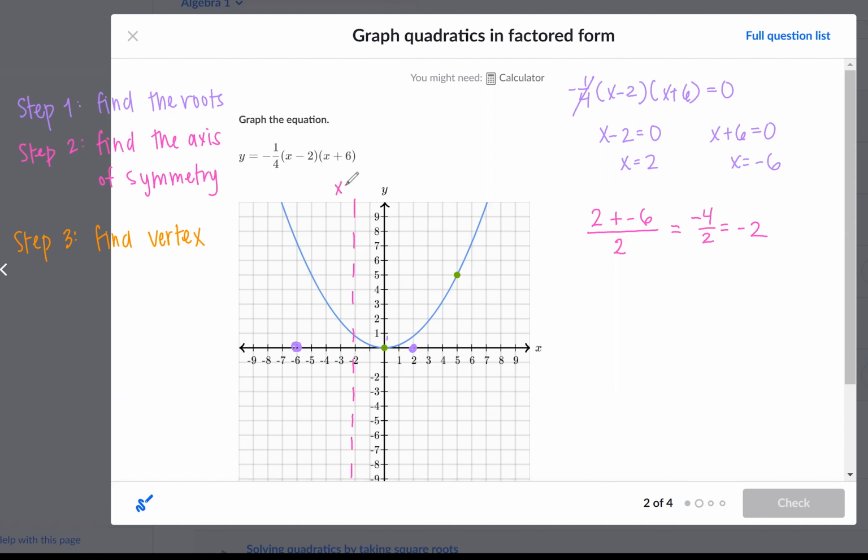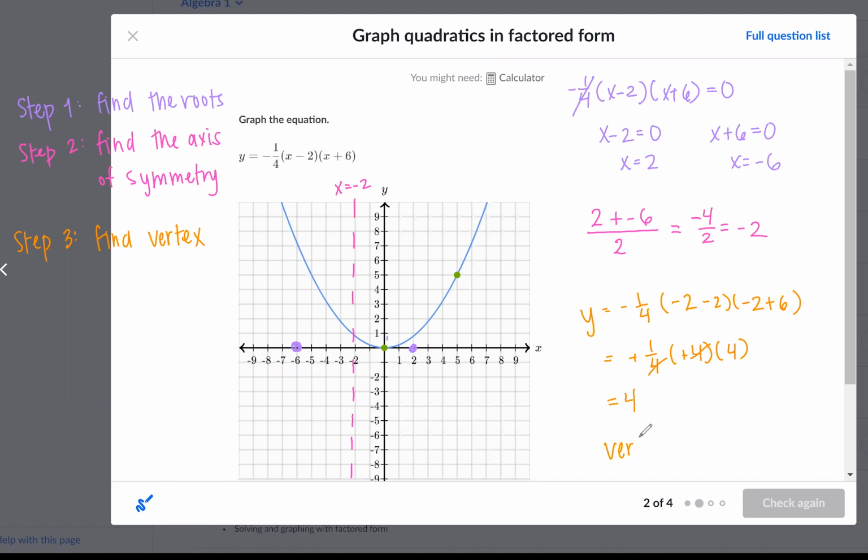The equation for this line is x equals -2, which means the x coordinate of my vertex is -2. So y equals -1/4 times -2 minus 2 times -2 plus 6. I don't have a calculator available, so I'll do it by hand, but you could just put this in a calculator if you wanted to. So -4, -2 plus 6, that's 4. So the negatives will cancel, these 4s will cancel, and I'll end up with 4.